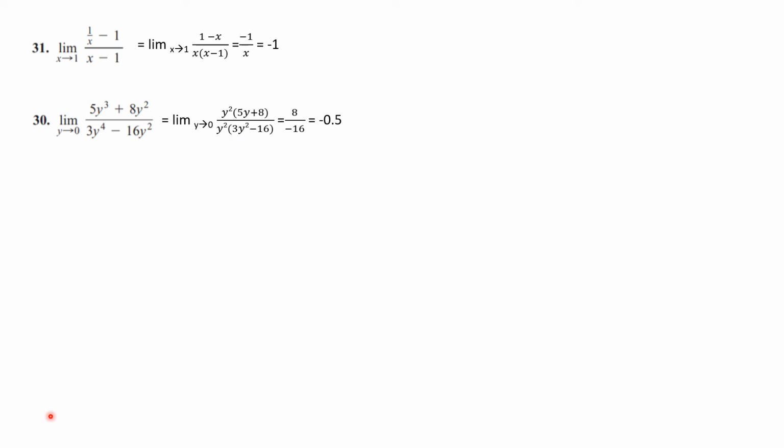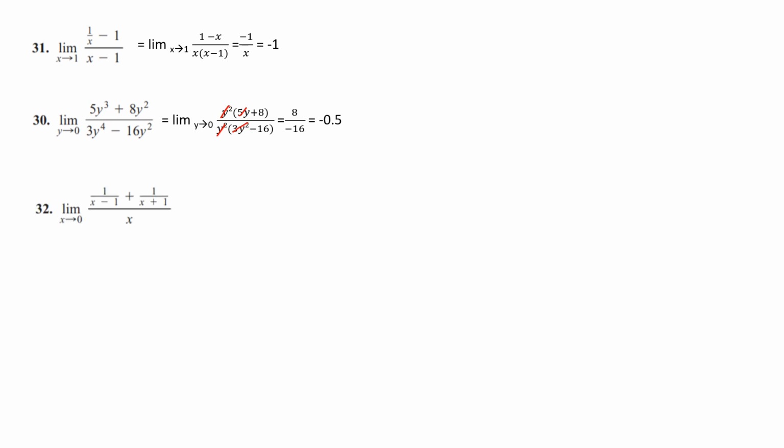What we can do is we can just go ahead and cancel y squared with y squared. And if we apply the limit y equal to 0, that will cancel 5y and cancel 3y squared. So we'll end up with only 8 divided by negative 16, and that's going to give us negative 0.5, and that's the answer. So the limit is negative 0.5.